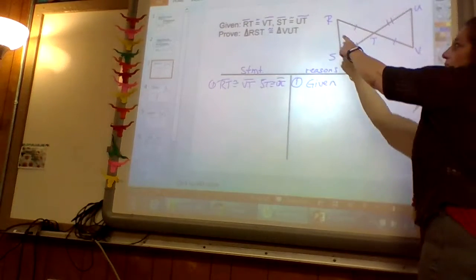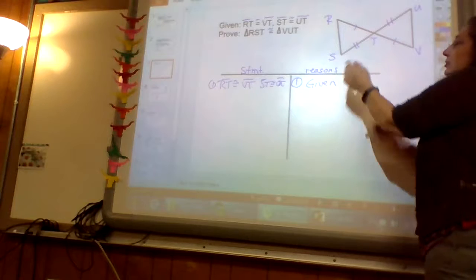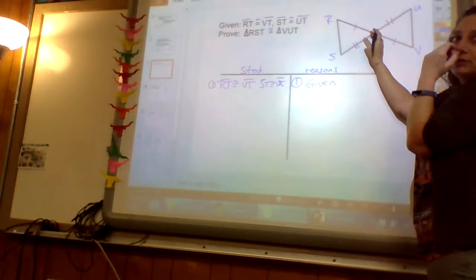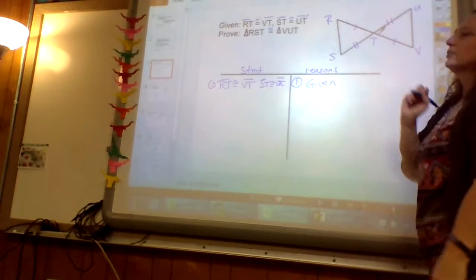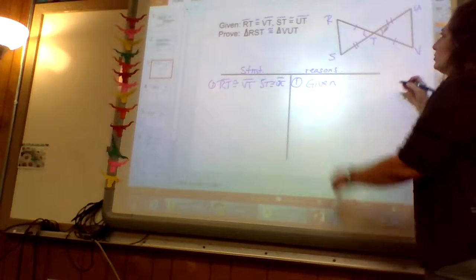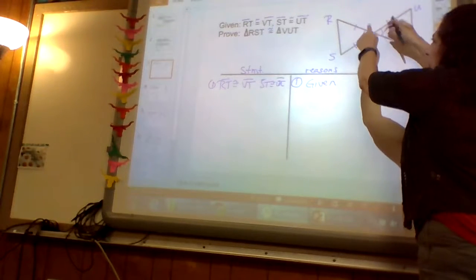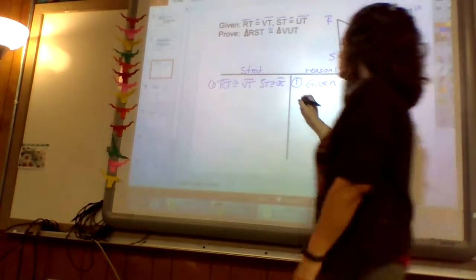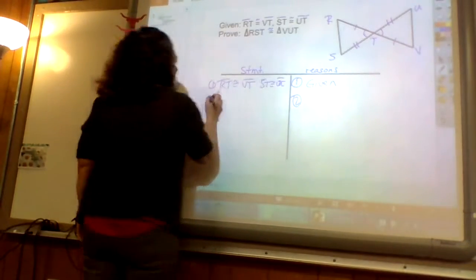Okay, but we don't know the lengths are congruent unless we know a certain angle, because this angle could be wider than this one. But what do we know about these angles? Those are vertical, so they're congruent. We don't know these unless we know these, but we do know these vertical angles are always congruent. So that's the part we have to use in our proof.